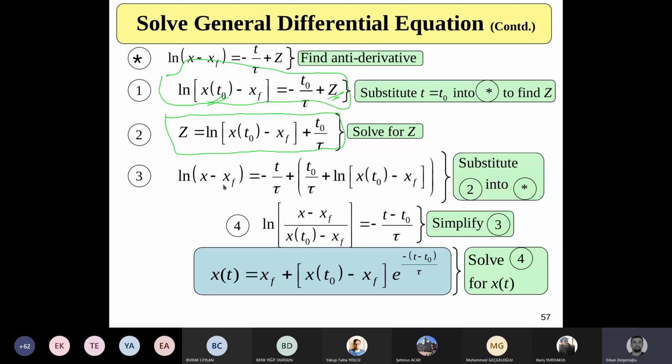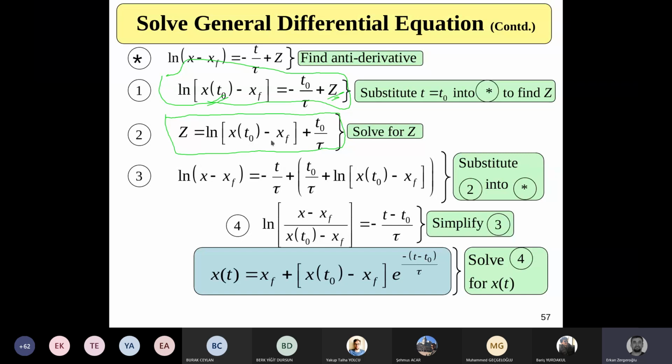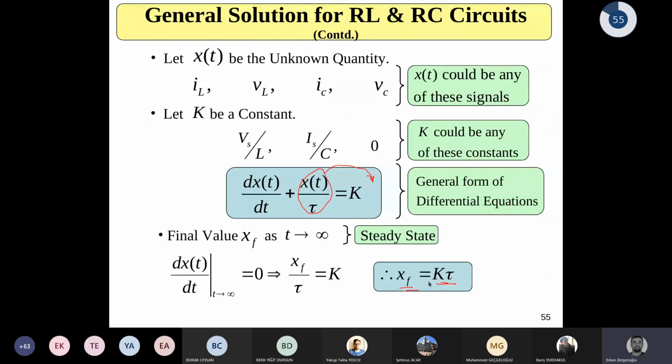As you can see, everything in this equation is dependent on x final and x initial. And we know how to calculate x final. As you can see, we were able to calculate it by multiplying by tau, the time constant.